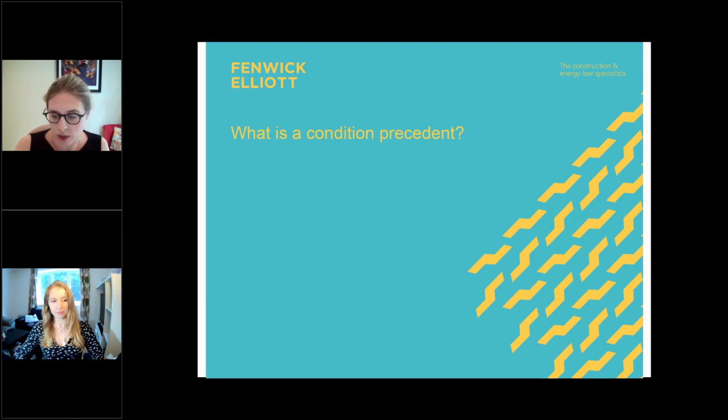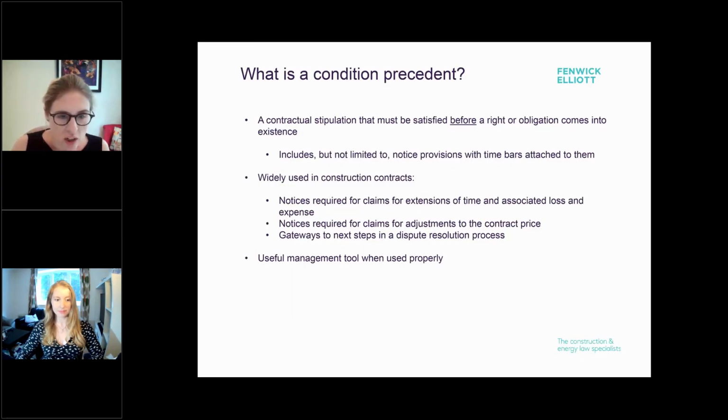What is a condition precedent? It's a contractual stipulation that must be satisfied before a right or obligation comes into existence. There are different types of condition precedent. There may be a condition precedent to an agreement coming into effect, for example, i.e. you have to have funding in place, or perhaps planning has to be obtained before you can start works. So if that condition precedent is not satisfied, then there is no agreement unless that condition precedent has been waived.